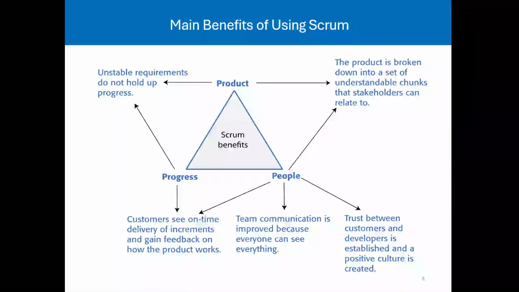And in the third part, the people, Scrum fosters better team communication by encouraging transparency. Everyone can see what everyone else is working on. So it also builds trust between developers and stakeholders through continuous interactions and delivery. Over time, this improves team morale and creates a positive culture grounded in transparency and accountability.